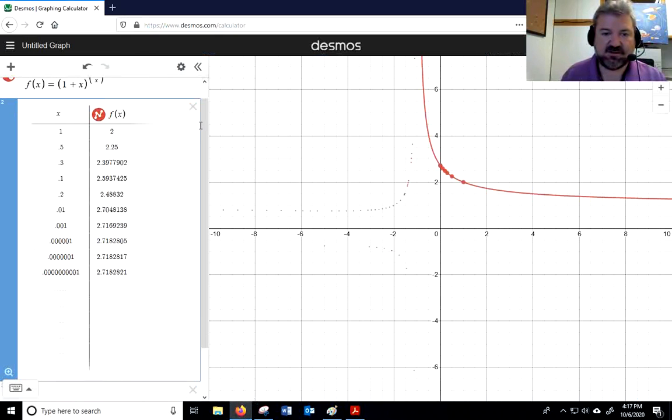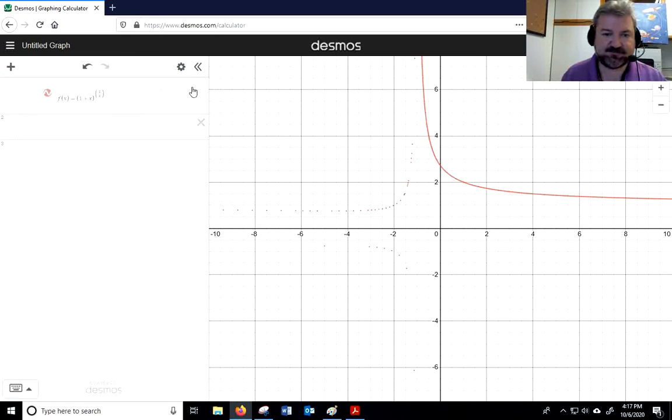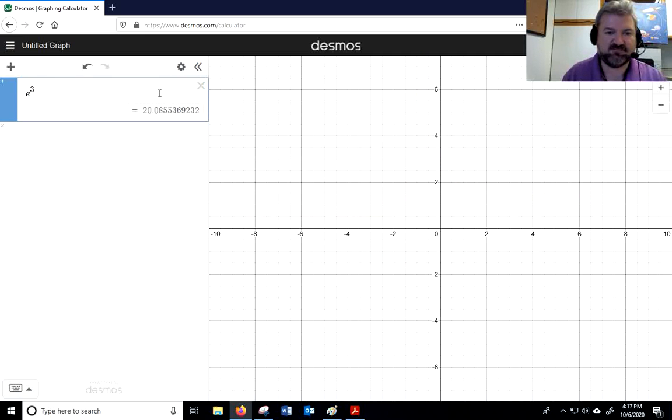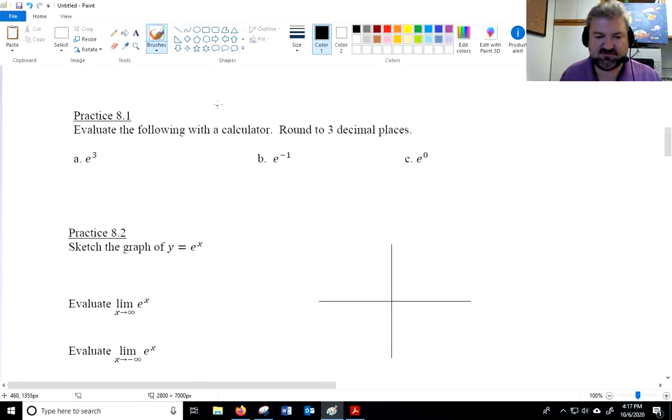All right, so for e to the third, you should have 20.086. For, let's see here, e to the negative 1, 0.368. And finally, e to the 0, well, you shouldn't need a calculator for that, right? That should be just 1.